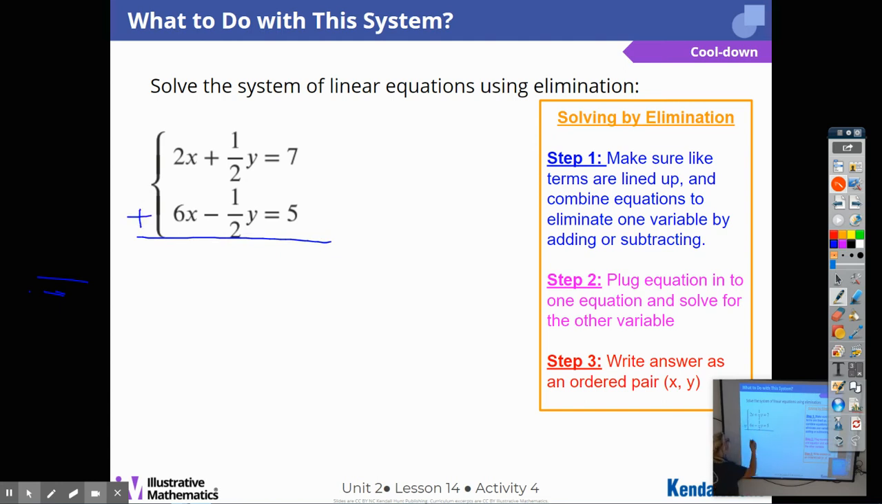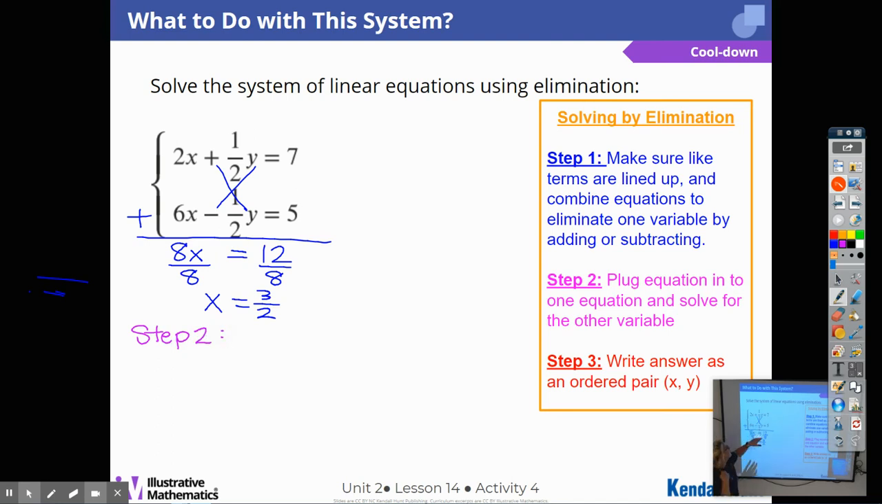So 2x plus 6x gives me 8x. 1/2 plus negative 1/2 cancel out, so I no longer have a y value. And then 7 plus 5 is 12. So from here, I can just divide both sides by 8. 8 divided by 8 is 1x. 12 divided by 8 is 3/2, or 1.5. You might have gotten that. So then I'm going to go on to step 2, and I'm going to plug that in.